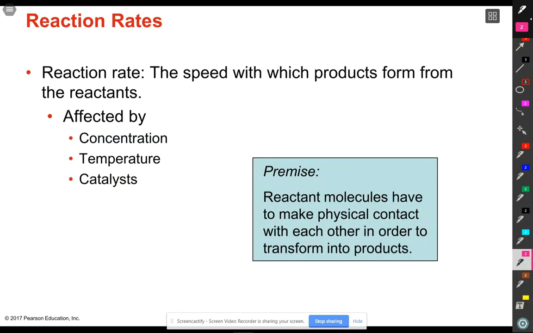Reaction rates. How fast a reaction occurs is an important thing. Some reactions are very slow, some are very rapid. How quick a reaction occurs depends on a number of things. The first is the concentration. If you have very small amounts of one of the reactants, it's going to go slow. If you have higher amounts of the reactants, it's going to go faster. Temperature is another big one.